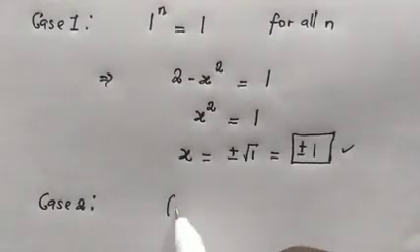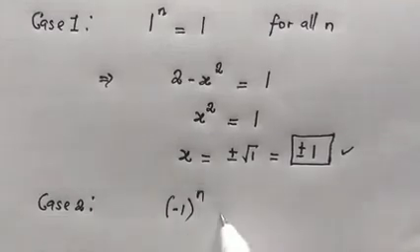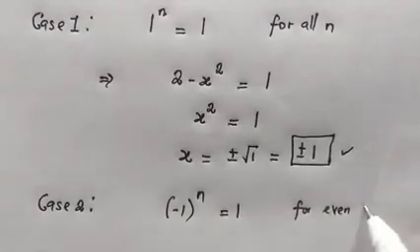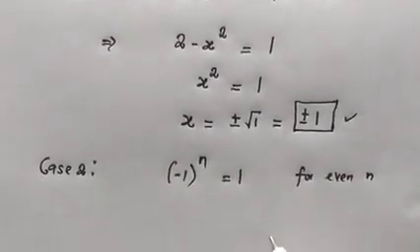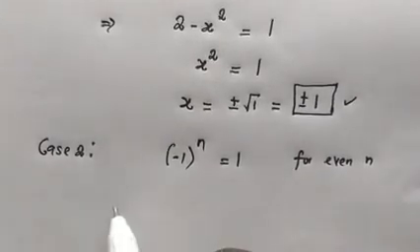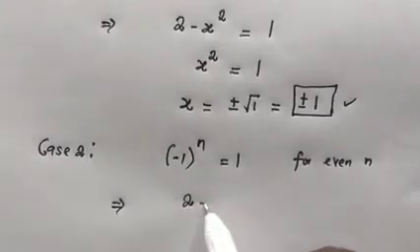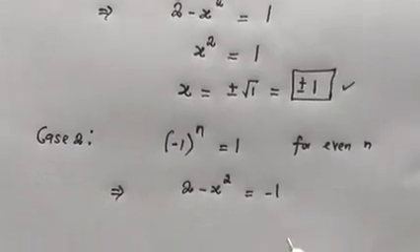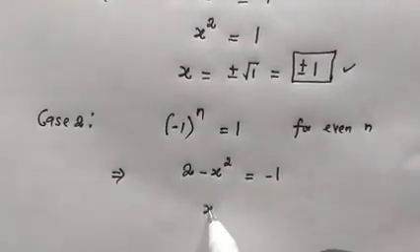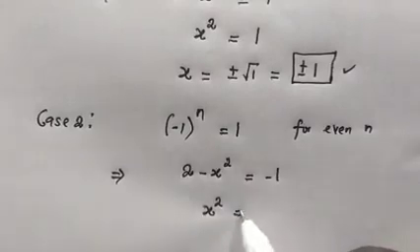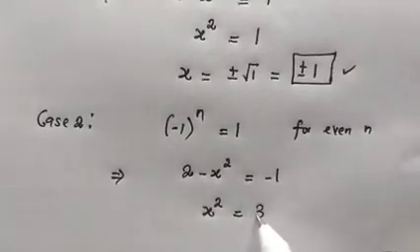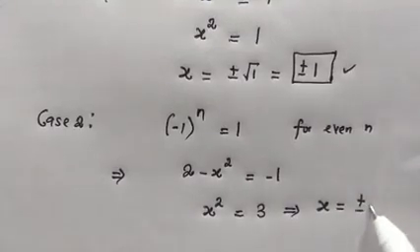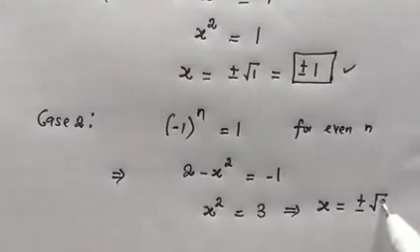So this is where we consider negative 1 to the power of n will always give us 1 for even n, right? n must be an even number. So again, we're going to let the base 2 minus x squared be equal to negative 1, right? So here we have x squared is equal to 2 plus 1, giving us 3. Take the square root on both sides, we get x equals plus or minus the square root of 3.